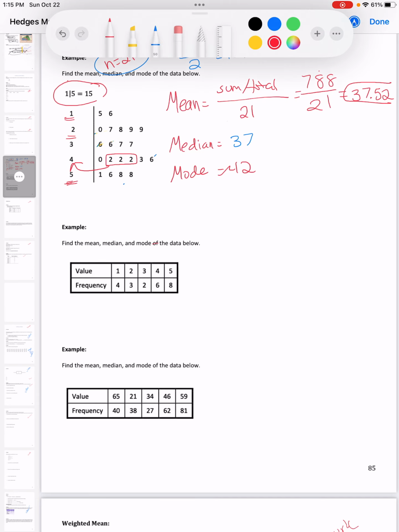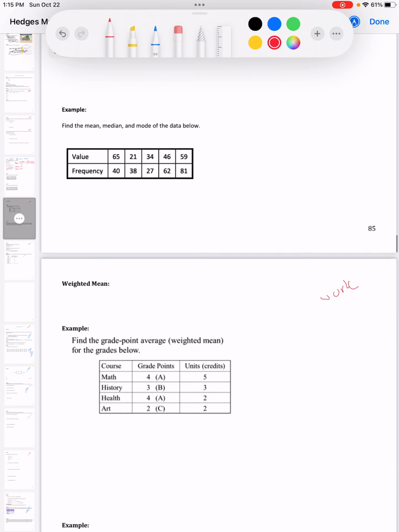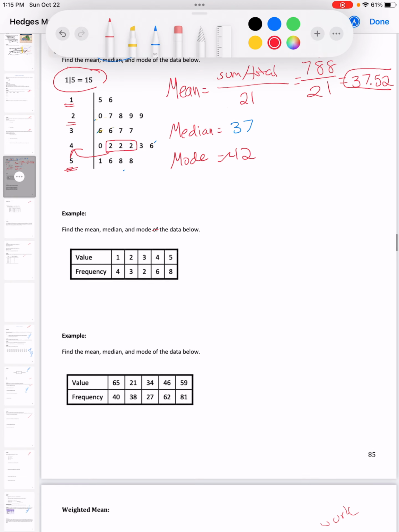Alrighty. Now, these next two are a little bit more challenging. I've got it written up on the next page, but these are a weighted mean. This is a condensed down list. This frequency tells you how many times I would have the number 1 up top. I'm not going to write the whole list, but this would have a list with 4 ones in it.